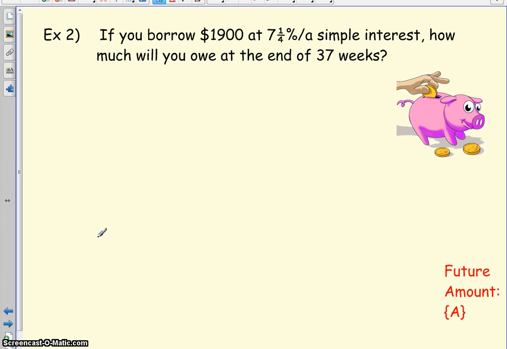So in this case, we're borrowing $1,900 at 7.25%. And it's simple interest. How much will you owe at the end of 37 weeks? Okay, so to work through this one, again, we're given what we originally borrowed, so that's going to be our principal. We have our annual interest rate, and we have our time, but it's in weeks, so what we need to do is convert that into years. Knowing that there's 52 weeks in a year, this will be 37 over 52 years.